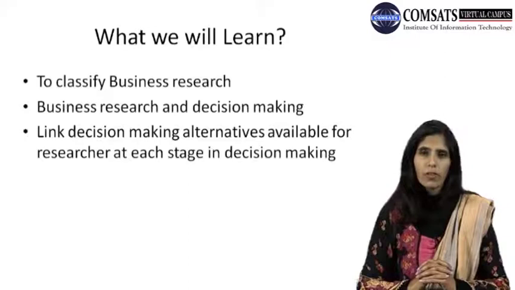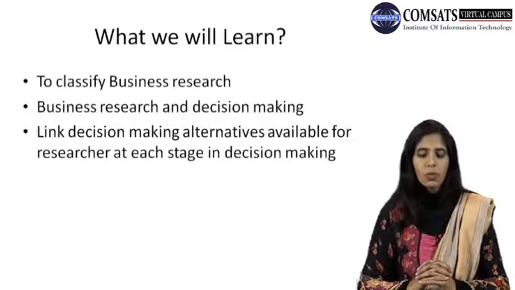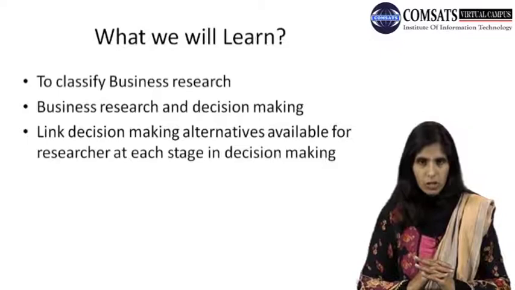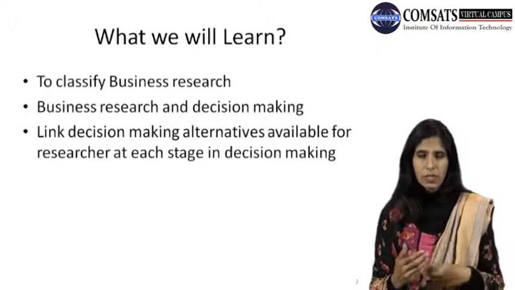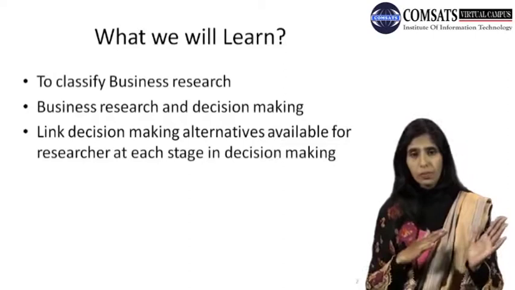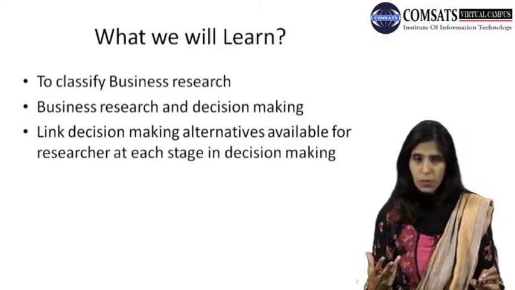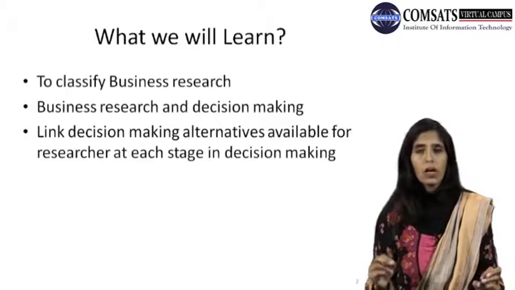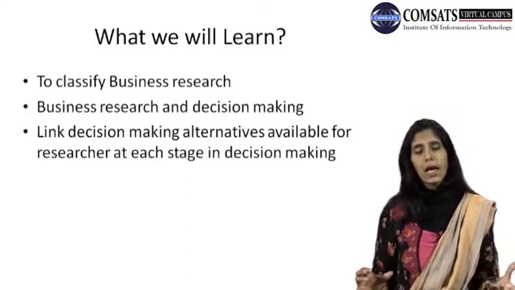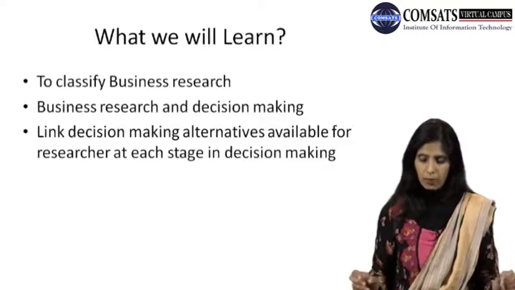And then we will be creating an association between the decision making alternatives and the researcher at each stage of decision making. Meaning, whenever we are talking about business research, we have plotted it on specified process areas. If we have identified multiple processes in defining the research methodology, then we have to address the need and importance of decision making alternatives towards each particular process, how we will analyze the decision within each process, and what the importance of the decision is. That will be our area of discussion today.